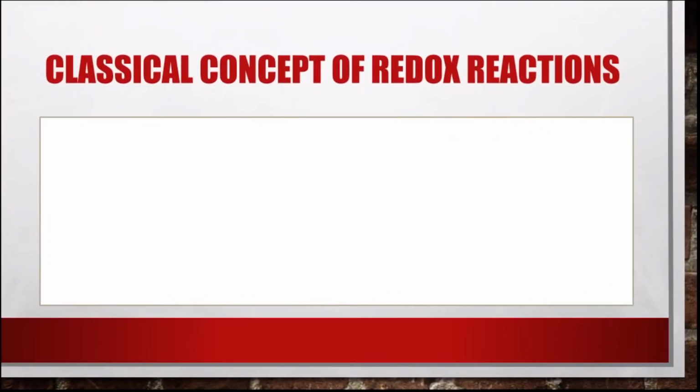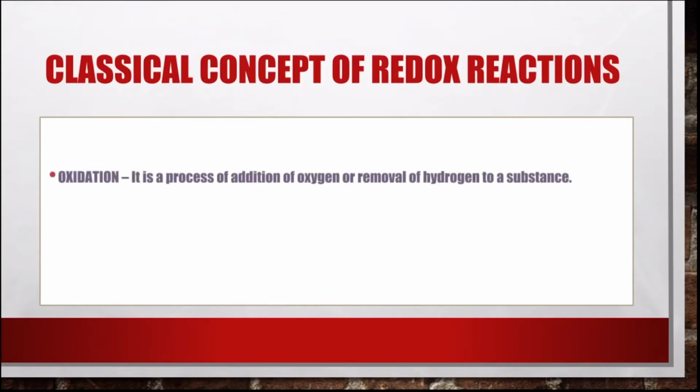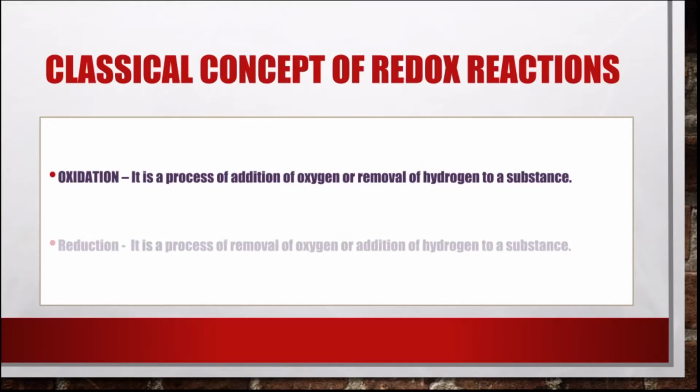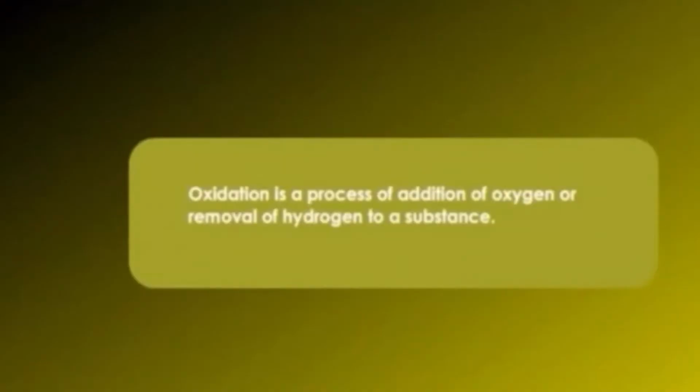First of all, let us study the classical concept of redox reactions, in which oxidation is a process of addition of oxygen or removal of hydrogen to a substance, whereas reduction is a process of removal of oxygen or addition of hydrogen to a substance. Oxidation is a process of addition of oxygen or removal of hydrogen to a substance.